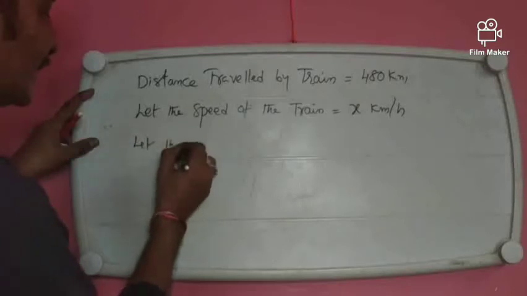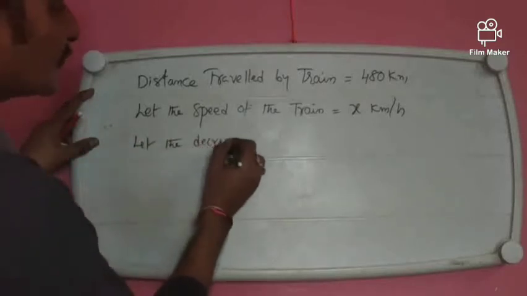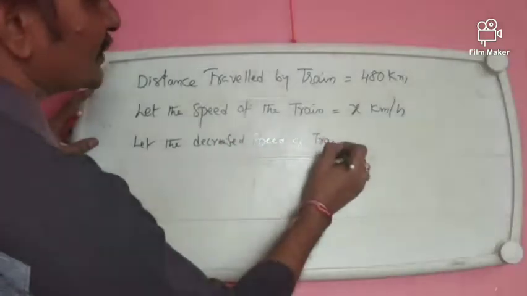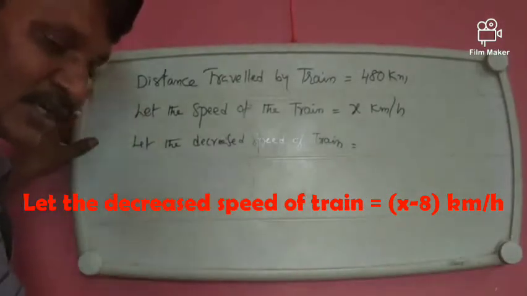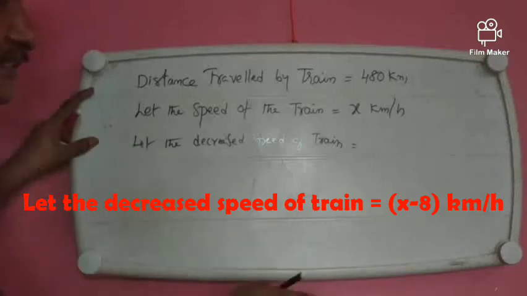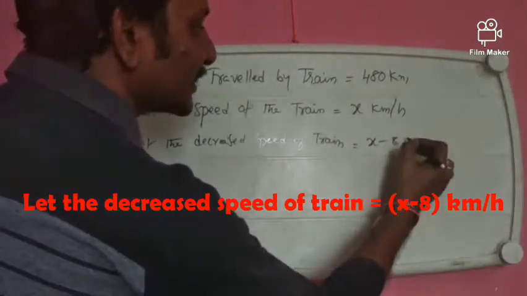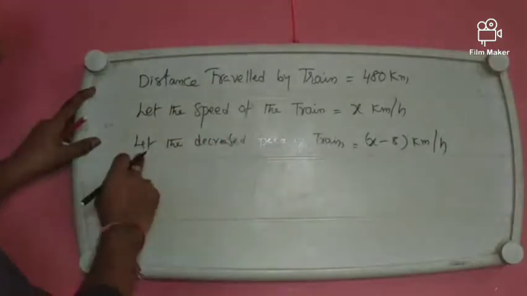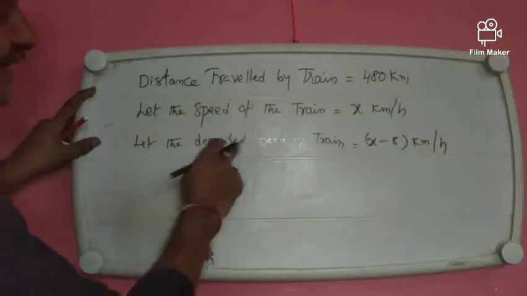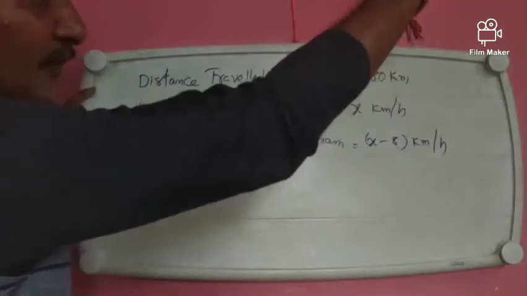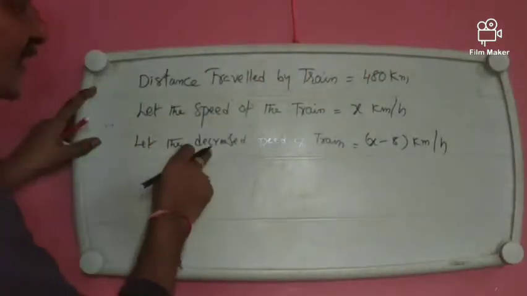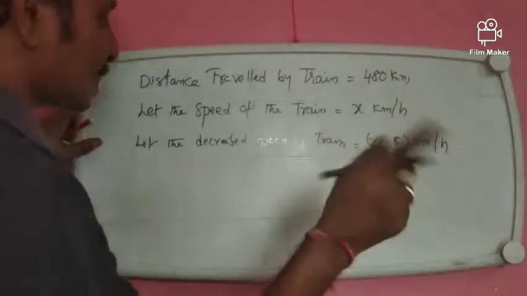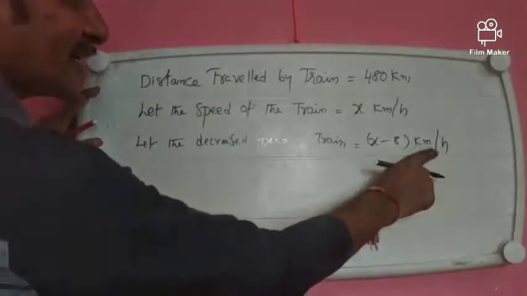Let the decreased speed of the train be, according to the problem, how many kilometers? 8 kilometers per hour less. Then what do you have to do? X minus 8 kilometers per hour. This is the most important step. Yesterday, instead of this step, for the increased speed of the train you wrote X plus 5 kilometers per hour. Now, let the decreased speed of the train be X minus 8 kilometers per hour. Why? Because the speed is given less. X minus 8 kilometers per hour.